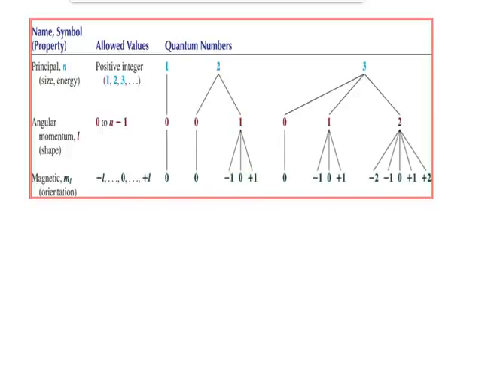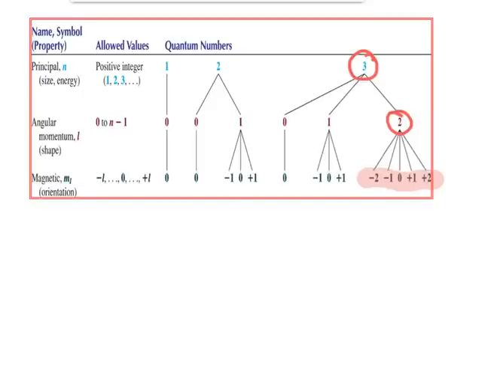For principal quantum number 3, there are 3 angular momentum quantum numbers, which are 0, 1 and 2. For angular momentum quantum number 0, the magnetic quantum number is also 0. For angular momentum quantum number 1, there are 3 magnetic quantum numbers, which are -1, 0 and +1. For angular momentum quantum number 2, there are 5 magnetic quantum numbers, which are -2, -1, 0, +1 and +2.